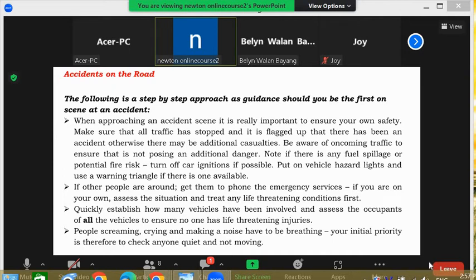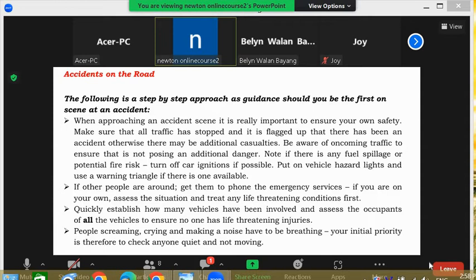Next, make sure that all traffic has stopped and is flagged that there has been an accident. Otherwise, there may be additional casualties. For example, you are standing on the left side and the accident is on the right side. Without seeing anything, you cannot go there, or again an accident will happen. So before that, check that all the traffic is stopped, or that flags have been put up to show there is an accident. Then only you go there.